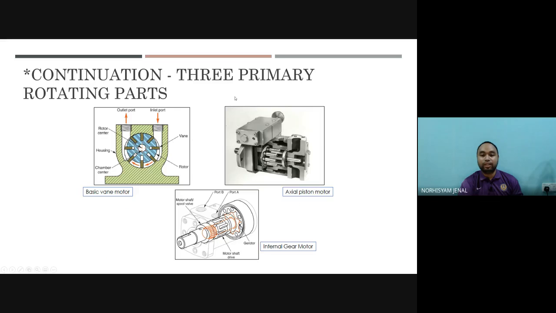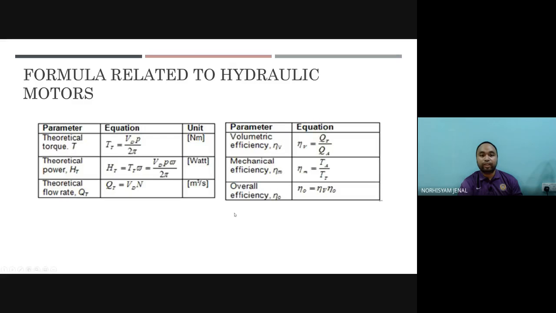Okay, so these are the three primary types. For example, just now, we have the basic vane: liquid comes in, spins the vane and comes out. So this spin will create force or torque that will move your load. Okay, axial piston motor, as usual, we have pistons coming in and out based on the swash plate or the angle. Or the third one, internal gear motor, you might have a gear in here and it spins the whole thing this way.